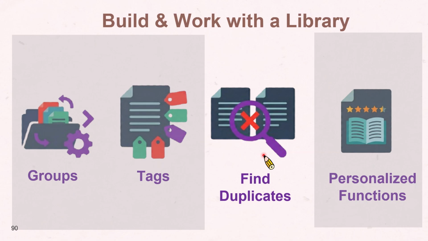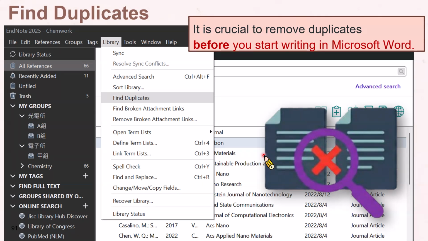Next, if you collect references from many databases, you may accidentally import the same references into the EndNote library. It is crucial to remove duplicates before you start writing in EndNote Word. If you don't, EndNote will treat identical papers as different sources. This may cause serious formatting errors in your citations and bibliography. So you can use the Find Duplicates function to reduce redundancy.